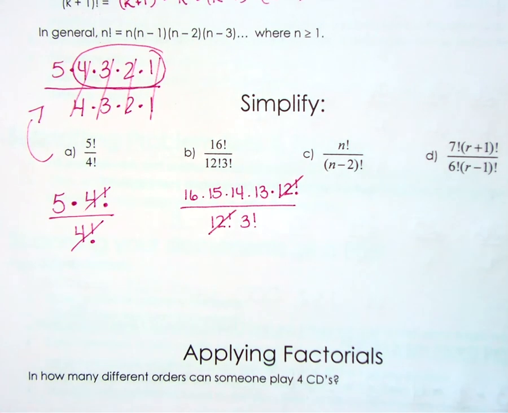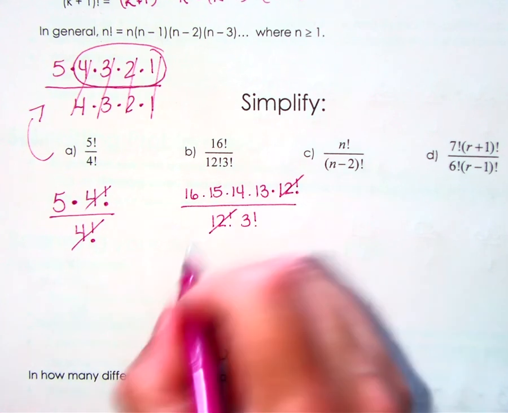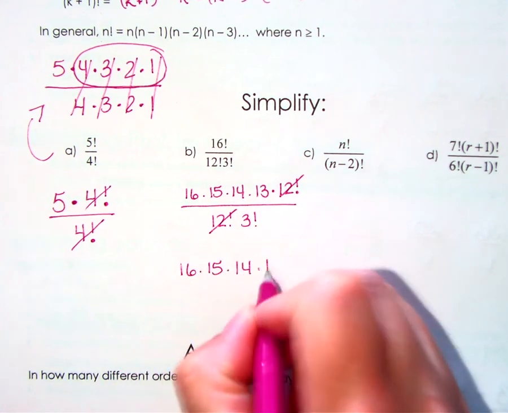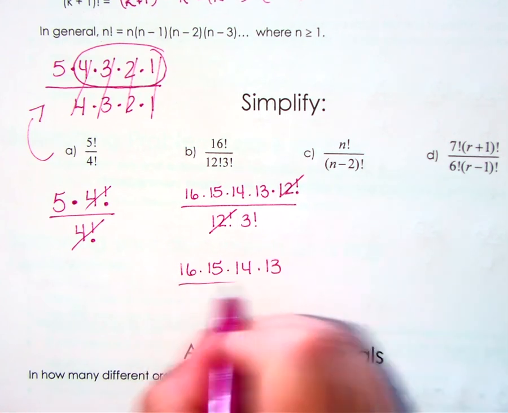So this would be kind of like a non-calculator question. So 16 times 15 times 14. If you can make me multiply all these together, I'm leaving.